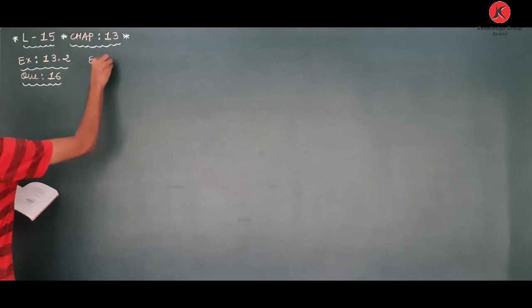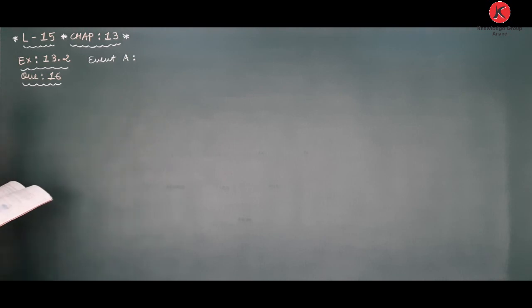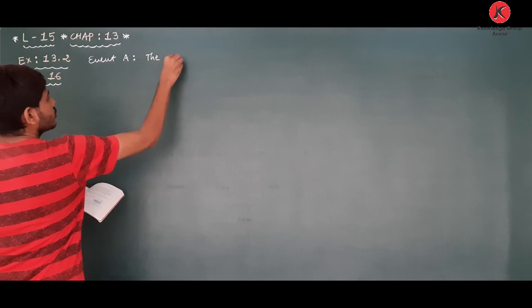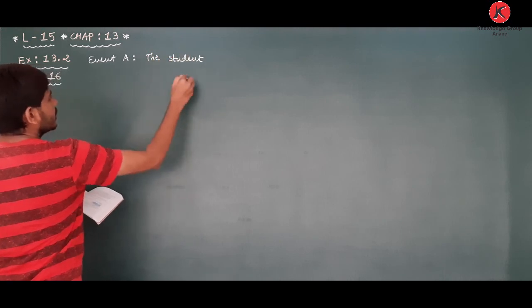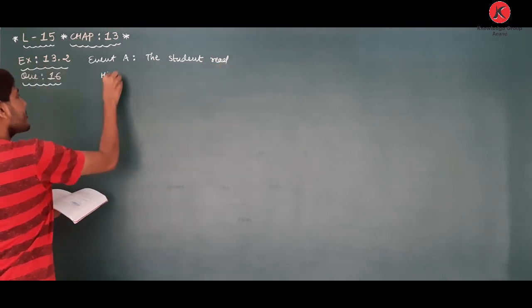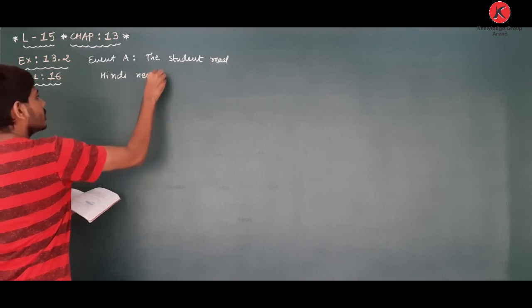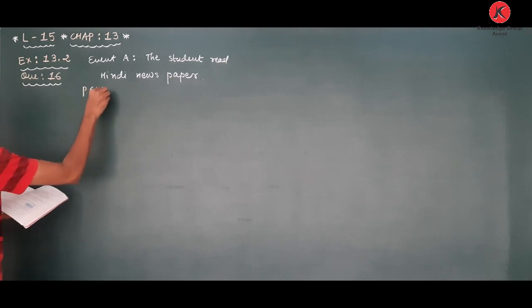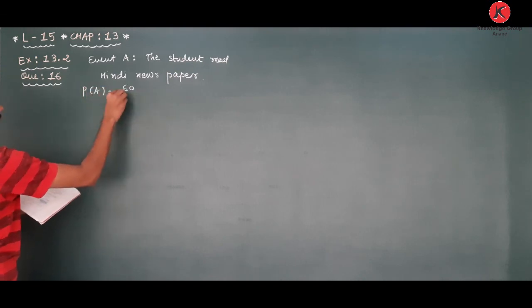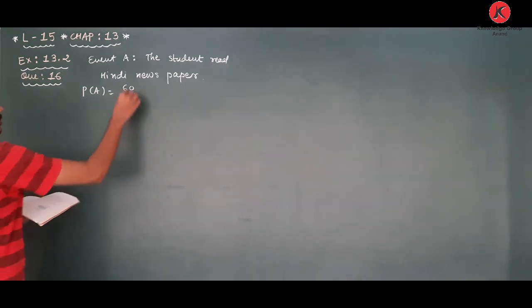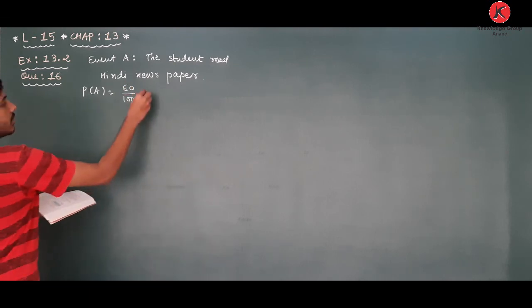First, we will assume the events. Event A: the student reads Hindi newspaper. If we calculate the probability of the student reading Hindi newspaper, it is 60 by 100, which you can say is 3 by 5 also, the zeros cancel, 6 by 10 means 3 by 5.